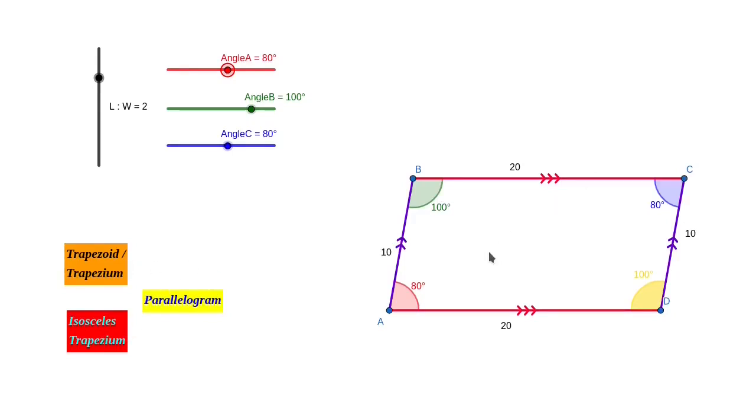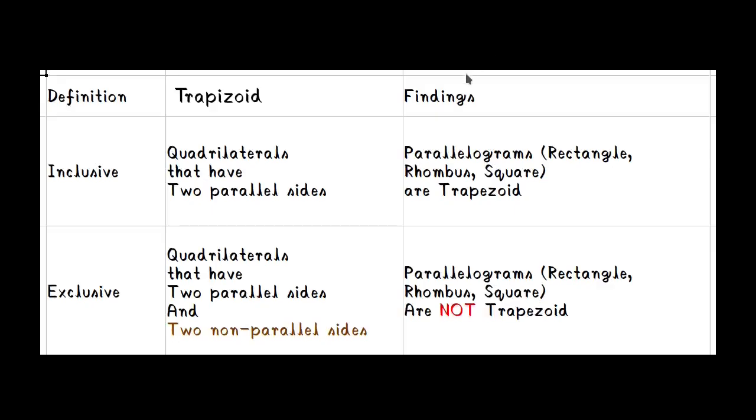Now you might ask, is a parallelogram a trapezoid? Let's look into the definition of trapezoid. If we take the inclusive definition, you can see a quadrilateral that has two parallel sides. In this case, a parallelogram will become a trapezoid. But if we take the exclusive definition, a trapezoid must have two non-parallel sides. So in this case, the parallelogram will not be a trapezoid.